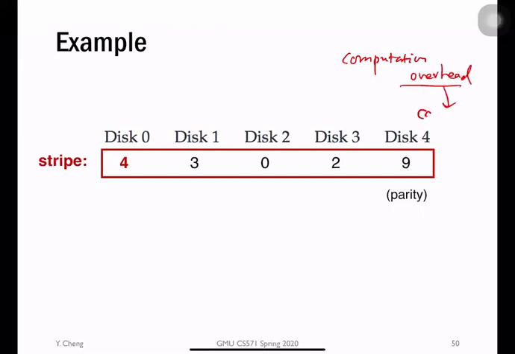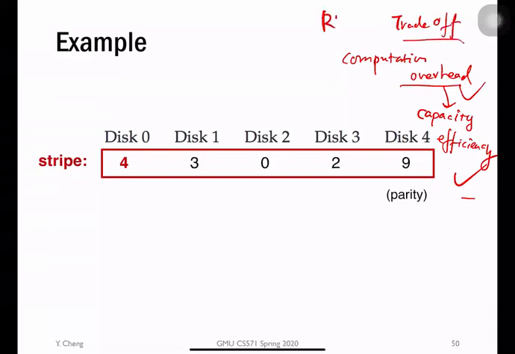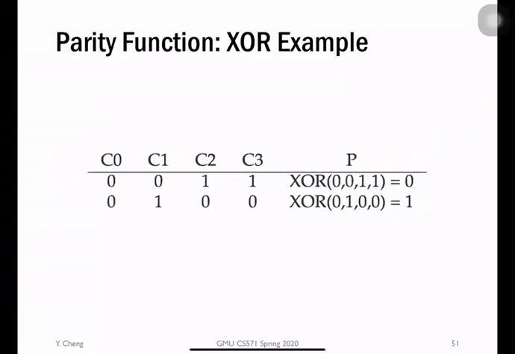For better capacity efficiency. Okay? This is a trade-off that we're looking at under RAID-4. Okay? So that just provides a really simple example of using addition or add operations.